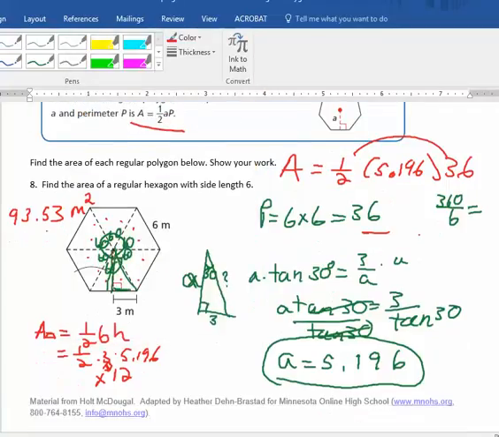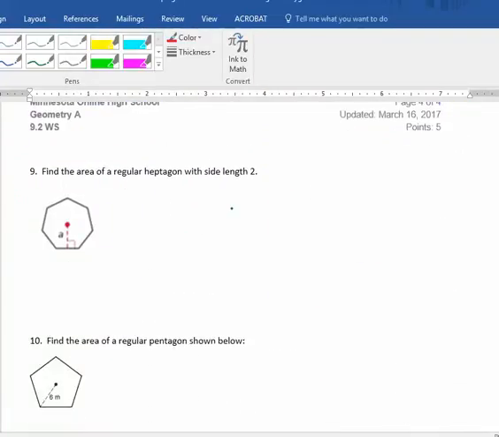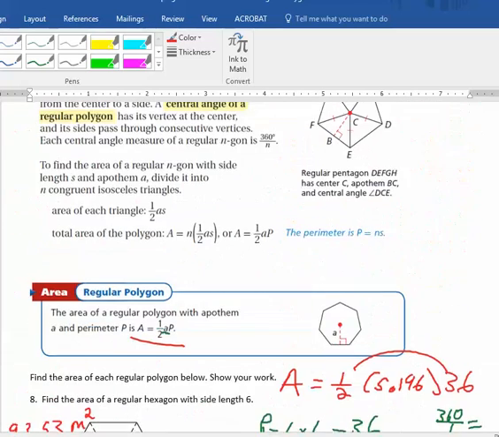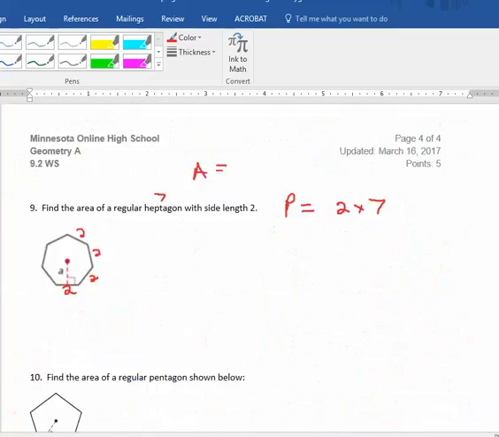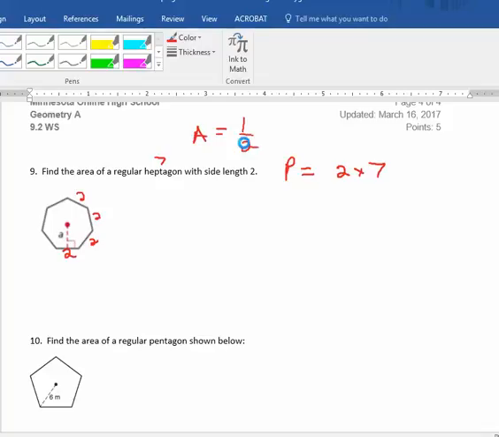All right, let's look at how you would do some of these other problems if you're not given all the same information. In this one, it's a heptagon that's 7-sided with every side length of 2. So each of these sides is 2. So you could easily find the perimeter is 2 times 7. The formula for area of a regular polygon is 1/2 A times P, with A being the apothem, and that's usually the part that's a little bit more tricky.